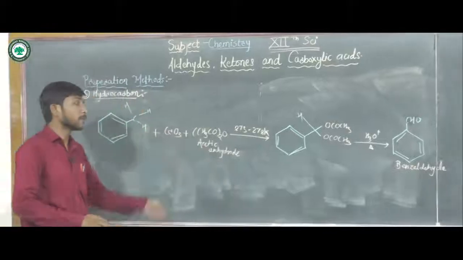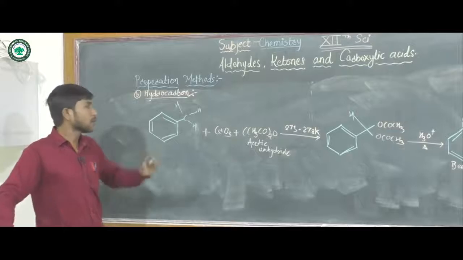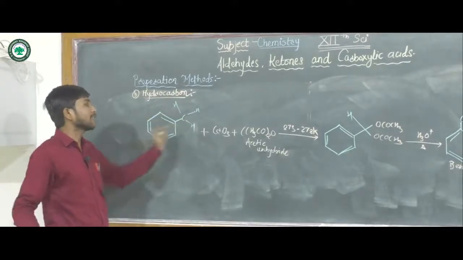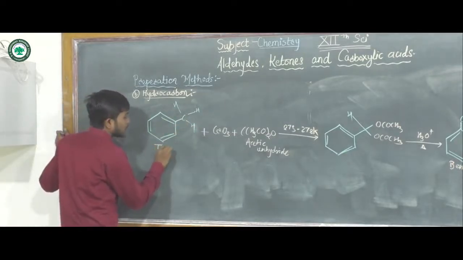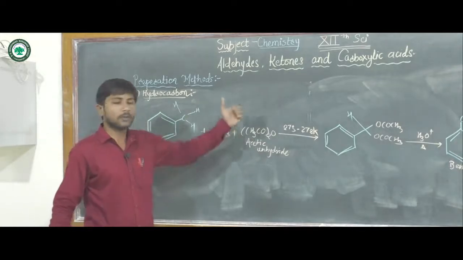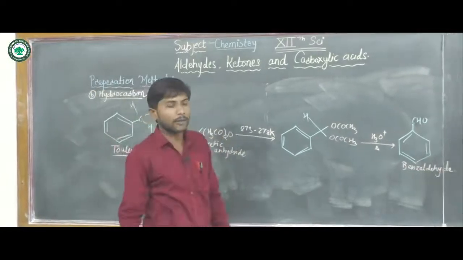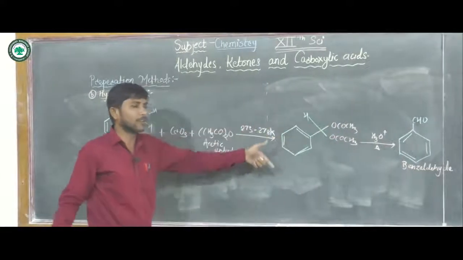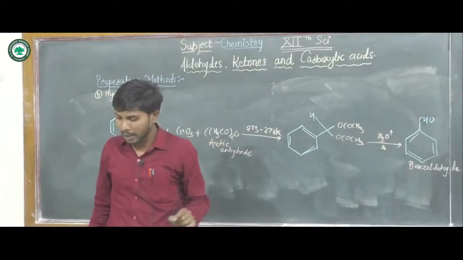In the previous reaction, we were using chromyl chloride for the preparation of benzaldehyde from toluene. Here, we are oxidizing these methylarenes or toluene by using chromium oxide in acetic anhydride at 273 to 278 Kelvin temperature. There is a formation of an acetate complex, and this acetate complex followed by acid hydrolysis gives the corresponding benzaldehyde.